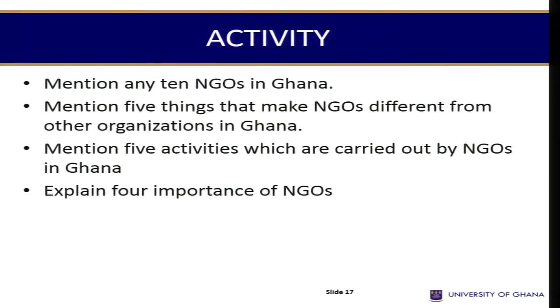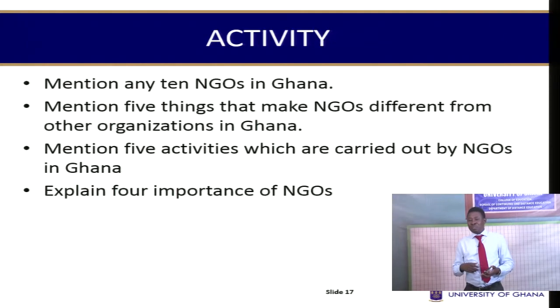We want you to take a look at some activities that are provided under this slide. So for example, we want you to go through it and see if you can mention the name of some NGOs in Ghana, and mention 5 things that make NGOs different from other organizations. We want you to be able to mention some activities that NGOs have carried out in Ghana. Look around your community, and of course for you to be able to explain what the importance of NGOs are.